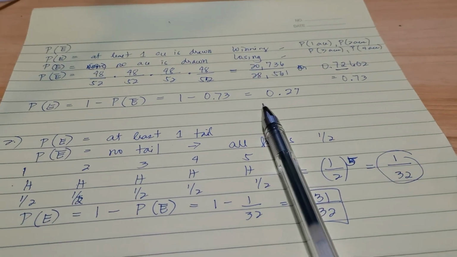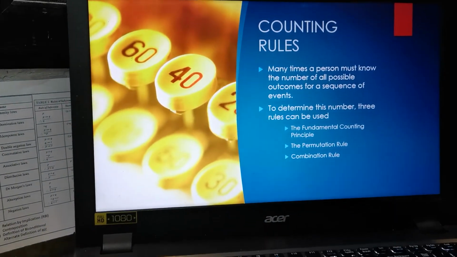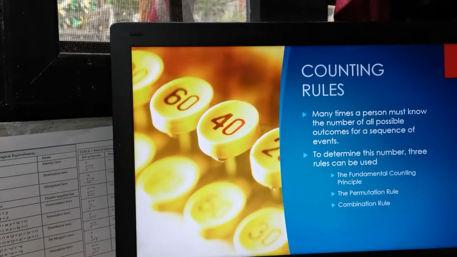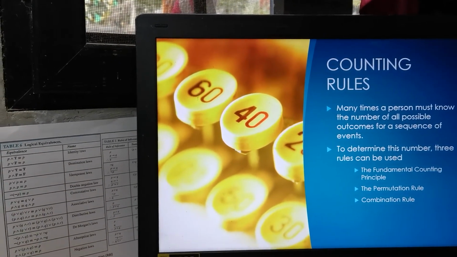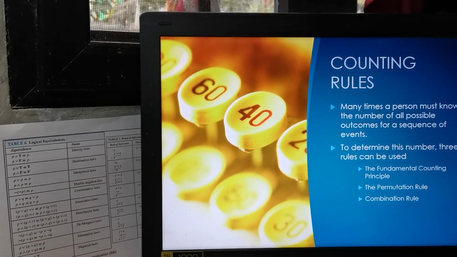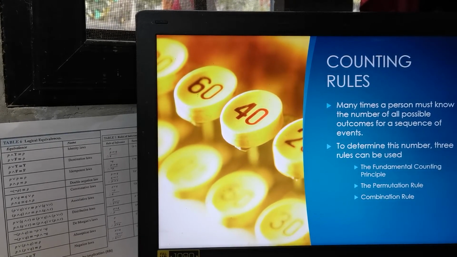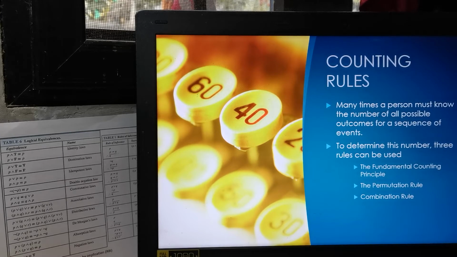So, counting rules naman tayo ngayon. So, many times, a person must know the number of all possible outcomes. Katulad dito, dapat alam natin yung number ng possible outcomes. Okay, so, to know that, you may do the tree diagram. Pero oftentimes, kapag ang dami-dami na ng options natin, then making the tree diagram is next to impossible. Okay, that is why we have these counting rules.